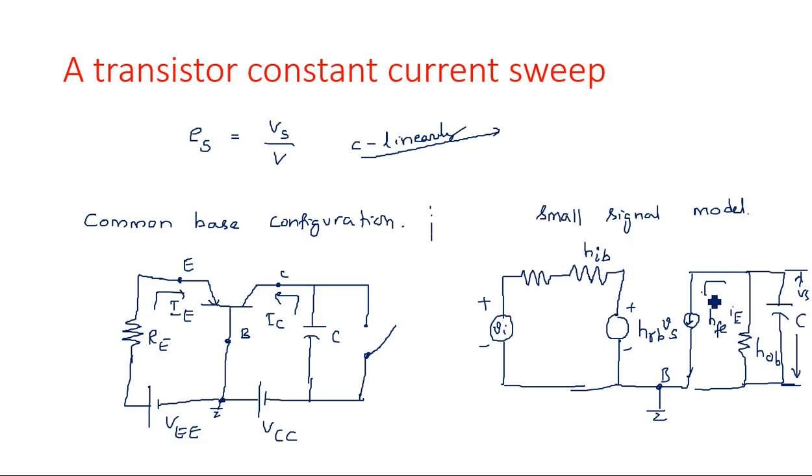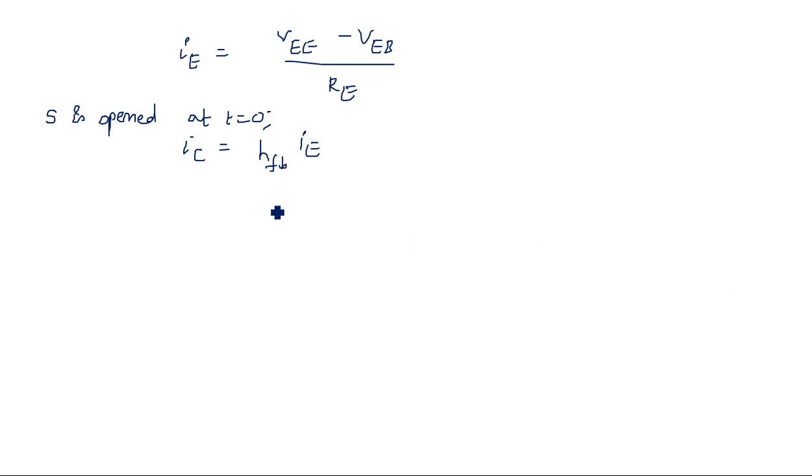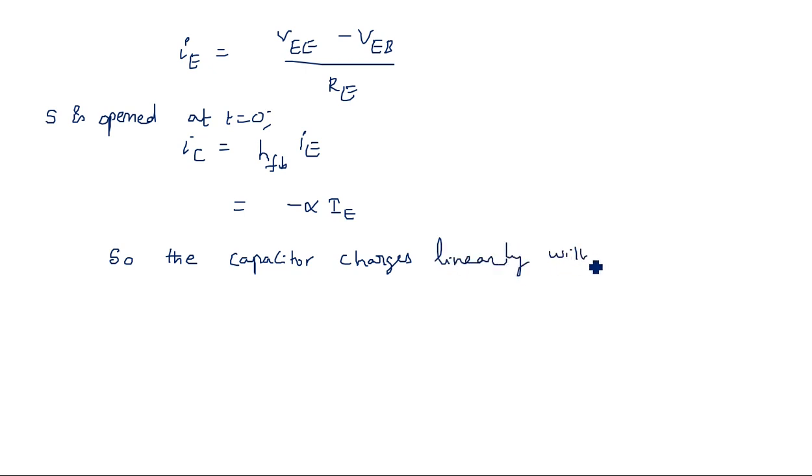IC is the current flowing in the output circuit. IC is equal to HFB into IE, which we can write as minus alpha into IE, where alpha is the current gain. So the capacitor charges linearly with time, and a sweep is obtained.